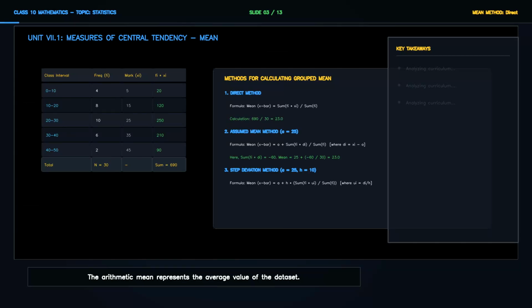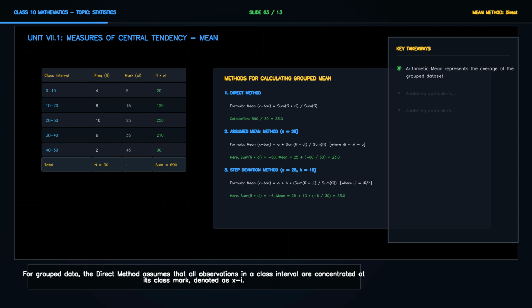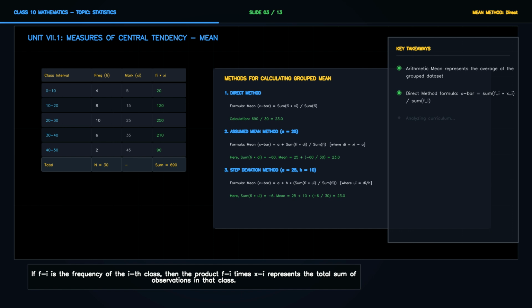The arithmetic mean represents the average value of the dataset. For grouped data, the direct method assumes that all observations in a class interval are concentrated at its class mark, denoted as xi. If fi is the frequency of the ith class, then the product fi times xi represents the total sum of observations in that class.